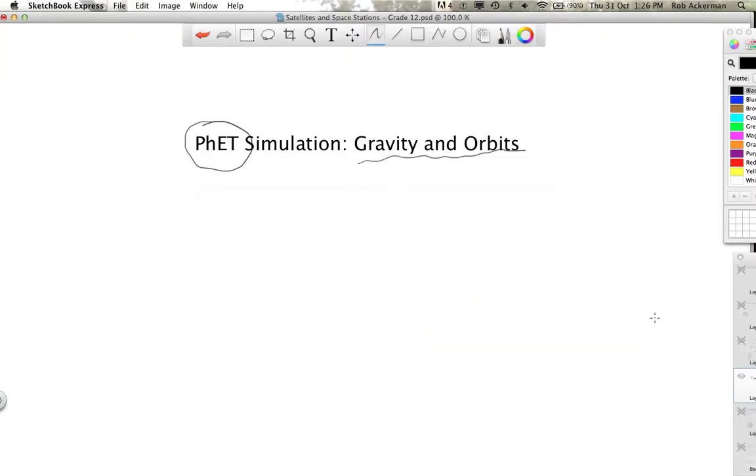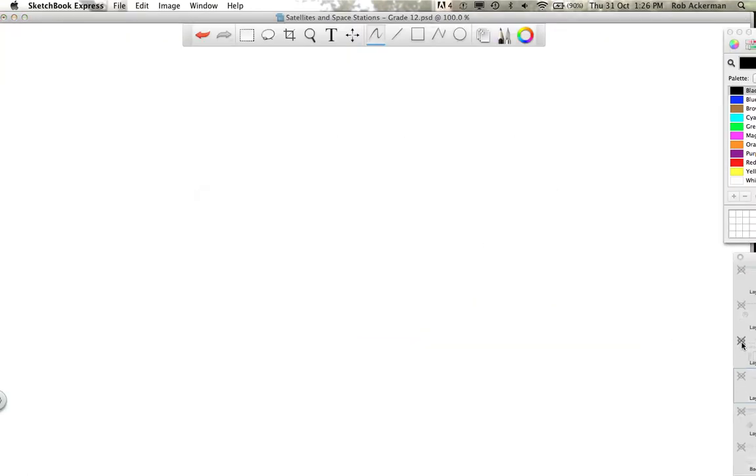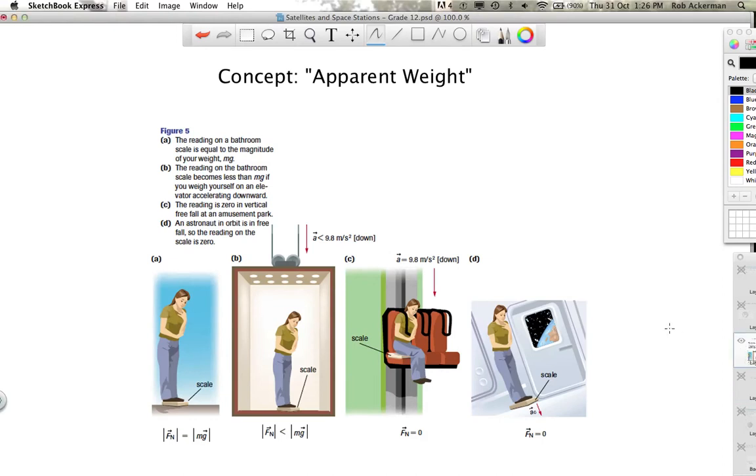Okay, getting back to what we were discussing previously, let's now talk about the next idea in today's lesson, the concept of space stations and apparent weight. So before we get to space stations, we're going to talk about something that you're already familiar with from the very last chapter that we did, chapter 2, where we talked about the normal force and how that gives you the feeling of weight.